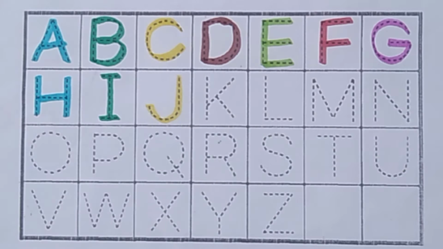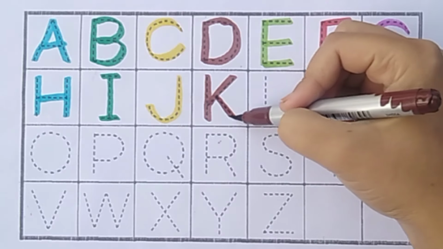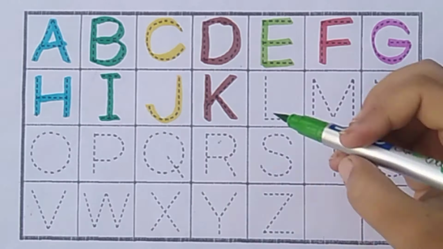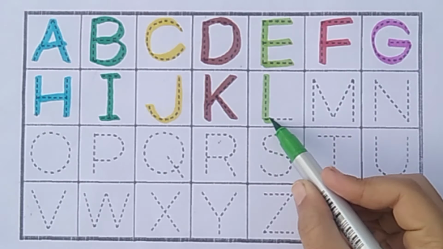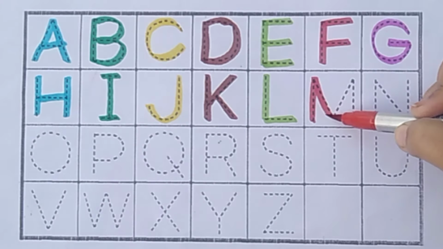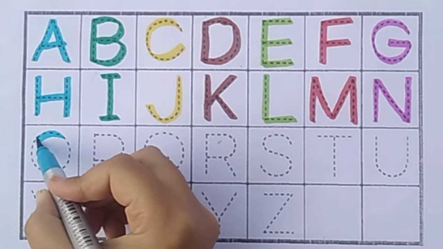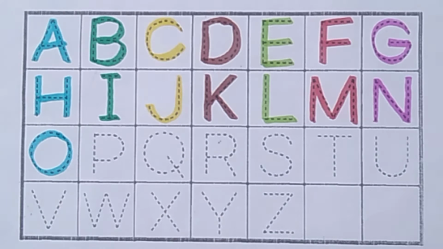J for jug. K for king. L for lion. M for monkey. N for nose. O for orange.